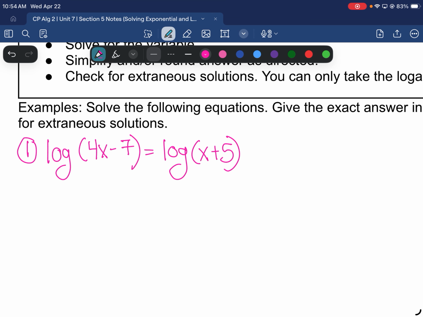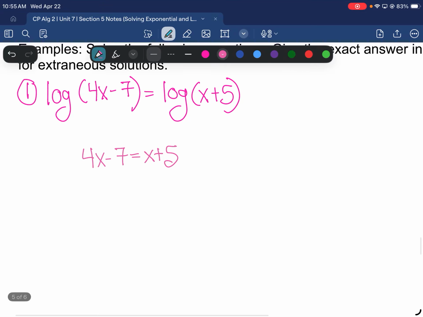Factor? Eventually. Not right now. Do you see that we have log base 10, or common log, on both sides? So just set 4x minus 7 equal to x plus 5. You can solve that, right? Get your x's on one side and everything else on the other.